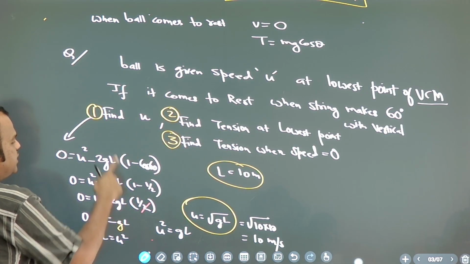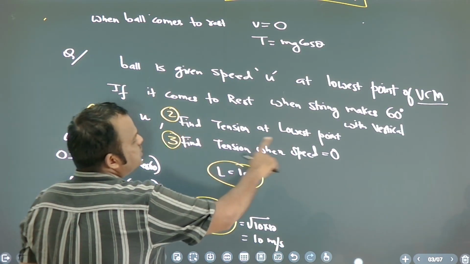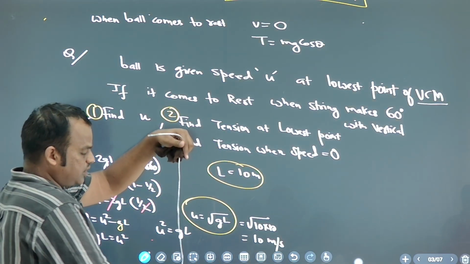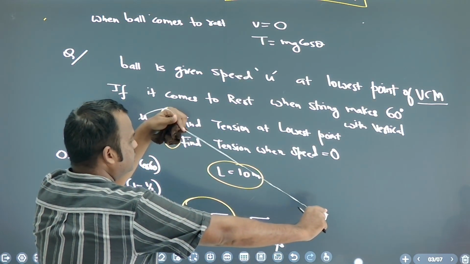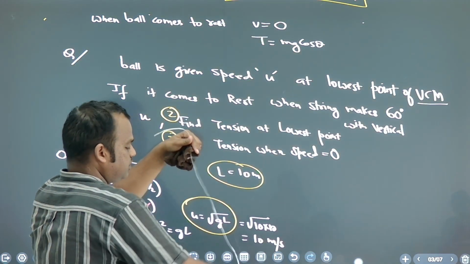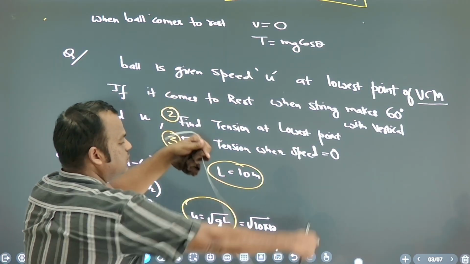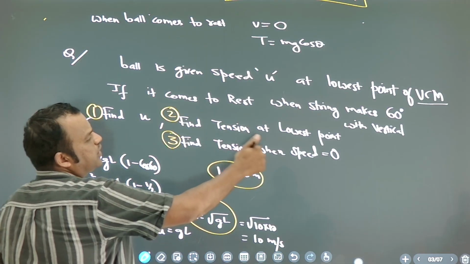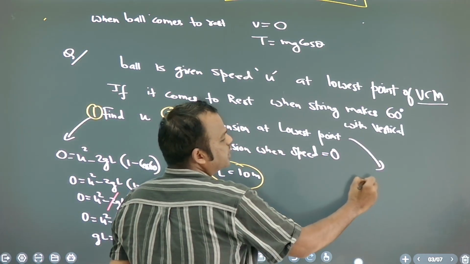Okay, u is finished. Find tension at lowest point. So this is the lowest point, and this is the highest point. Lowest point is here, highest point here. So what is the tension at the lowest point? What is the formula for tension?